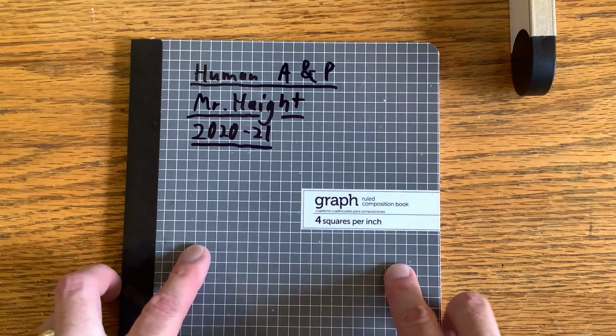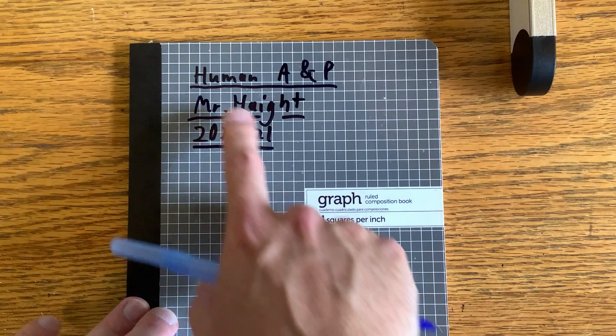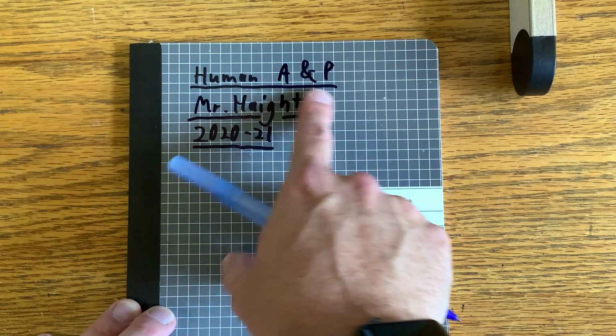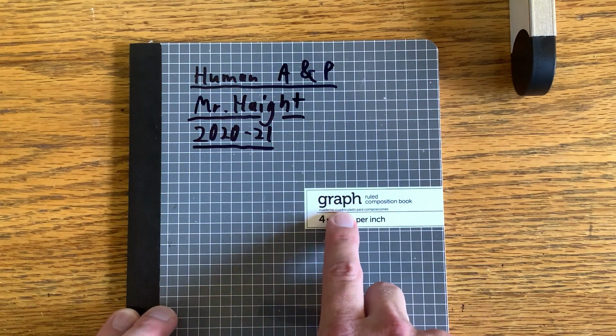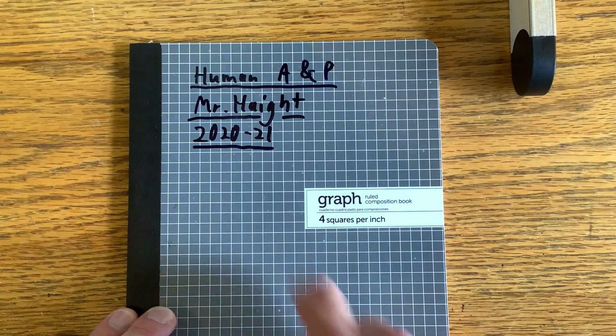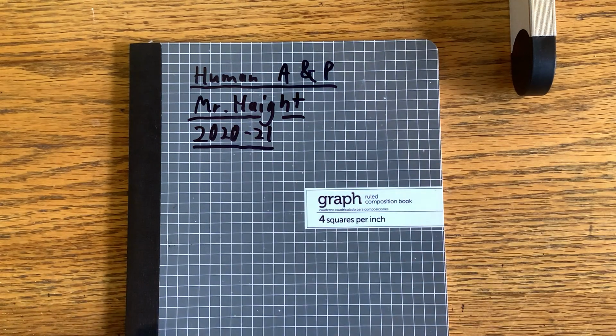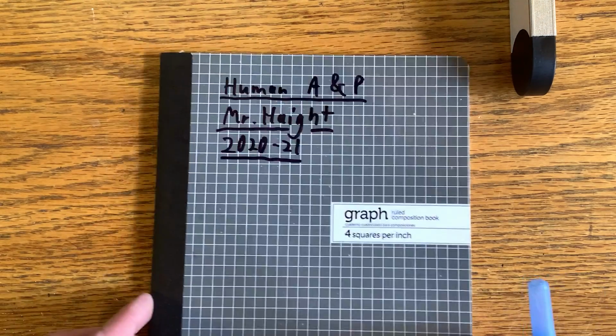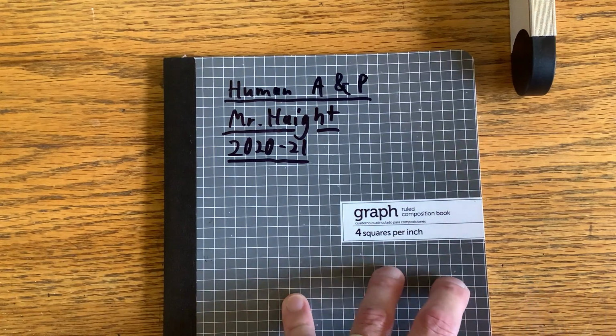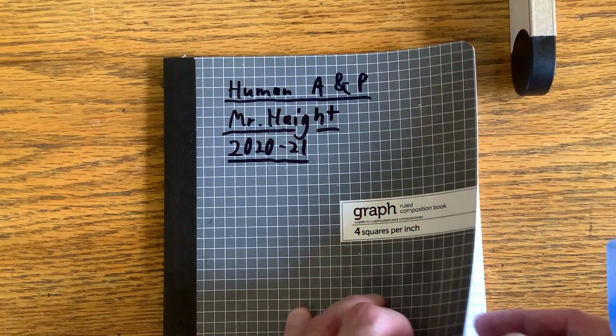So you should have ordered a graph paper notebook like this. I'd like you to write the title, Human A&P. You can write anatomy and physiology if you want to. I'm lazy, I guess. My name and the year. You can also write your name on the notebook if you want, though I won't be collecting them this fall semester, or at least not until January when we get back and we can deal with it then.